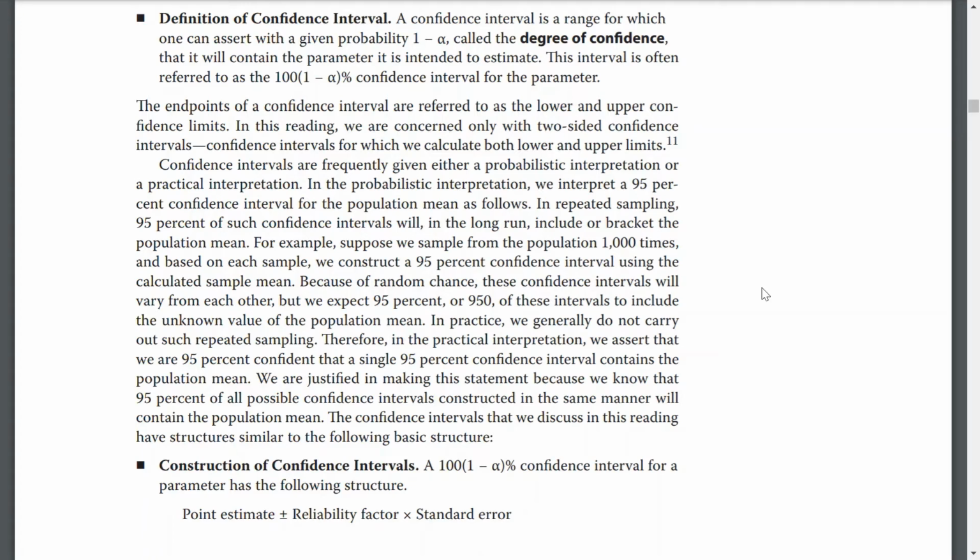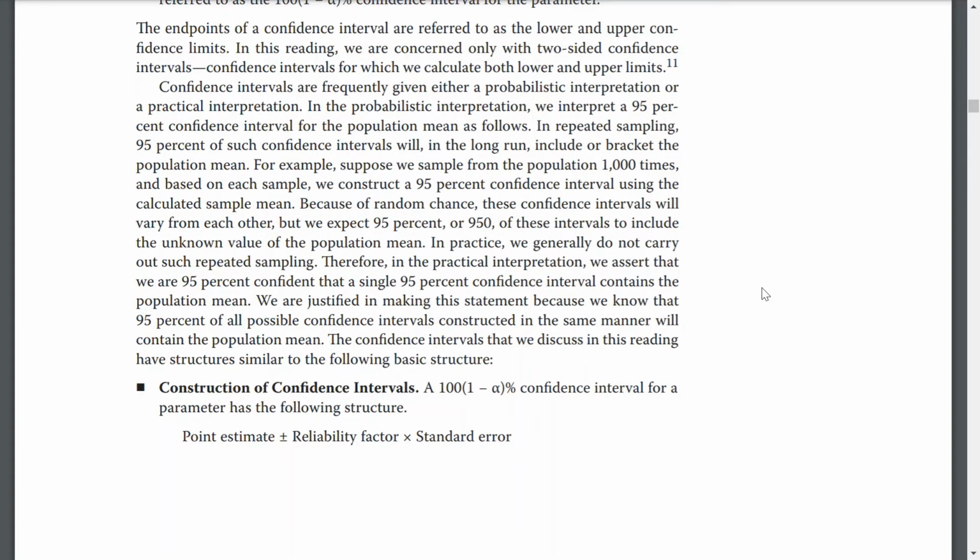In practice, we generally do not carry out such repeated sampling. Therefore, in a practical interpretation, we assert that we are 95% confident that a single 95% confidence interval contains the population mean. We are justified in making this statement because we know that 95% of all possible confidence intervals constructed in the same manner will contain the population mean.